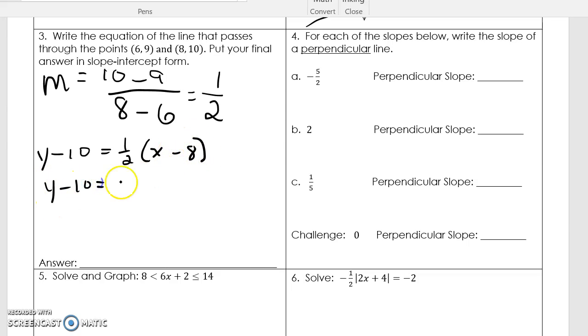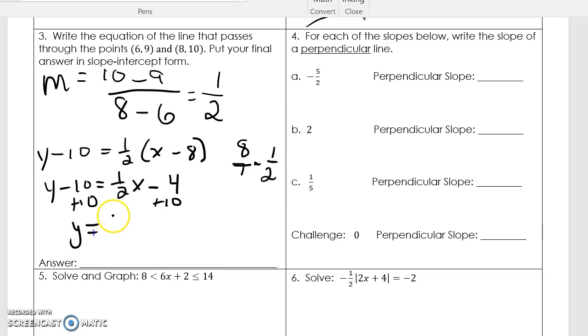Y minus 10 is equal to 1/2 x minus, you have to do 8 over 1 times 1 over 2. That would be 8 over 2. 8 divided by 2 is going to be 4. So minus 4. And then add your 10. Y is equal to 1/2 x plus 6. Y equals 1/2 x plus 6.